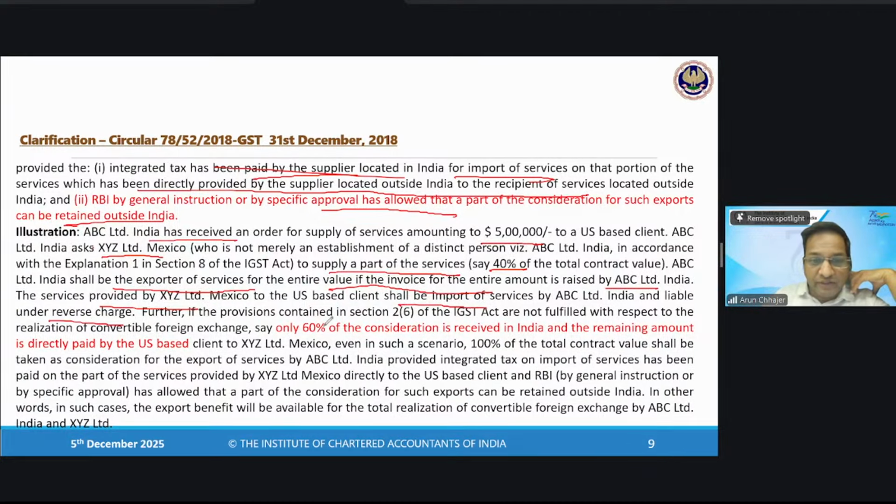Further, if the provisions are not fulfilled with respect to realization, say only 60% is received and the remaining amount is directly paid to Mexico, even in such case 100% of the total contract value shall be considered as export of service by ABC India, provided integrated tax under RCM has been paid on import of service, on that part of the service which is provided from outside India to outside India. And RBI has allowed that part of the consideration for such export can be retained outside India. I hope it is clear.